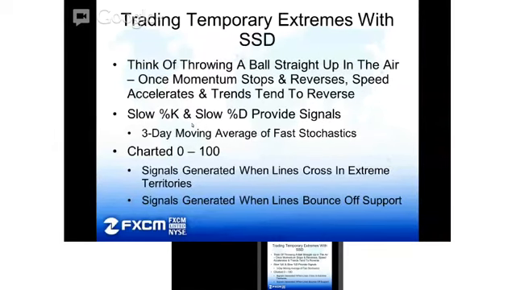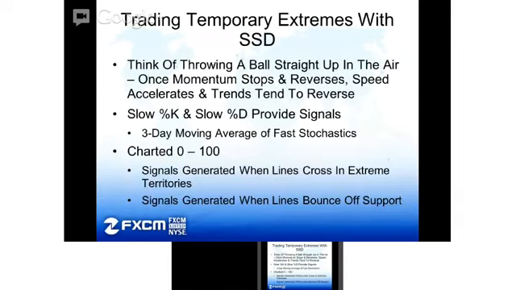The signals here are very simple. When the slow %K line crosses the slow %D line, there's our signal. Earlier I mentioned that there's a fast stochastic and a slow stochastic. The slow stochastic really is, the lines are a 3-period moving average of the fast. So it's just slowed down a little bit to, again, not give you as many signals, but hopefully more reliable. It's charted like most other oscillators between 0 and 100. So signals are generated when lines cross in extreme territories, or if you see a bounce off support in the middle.